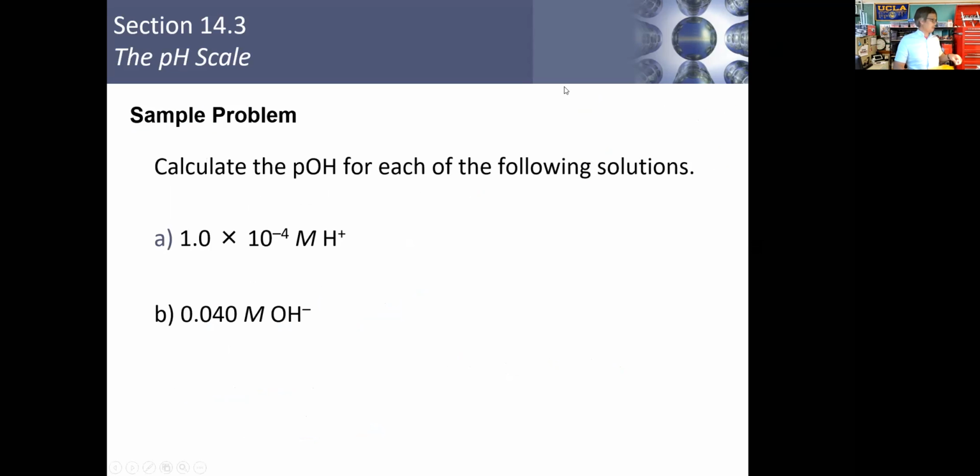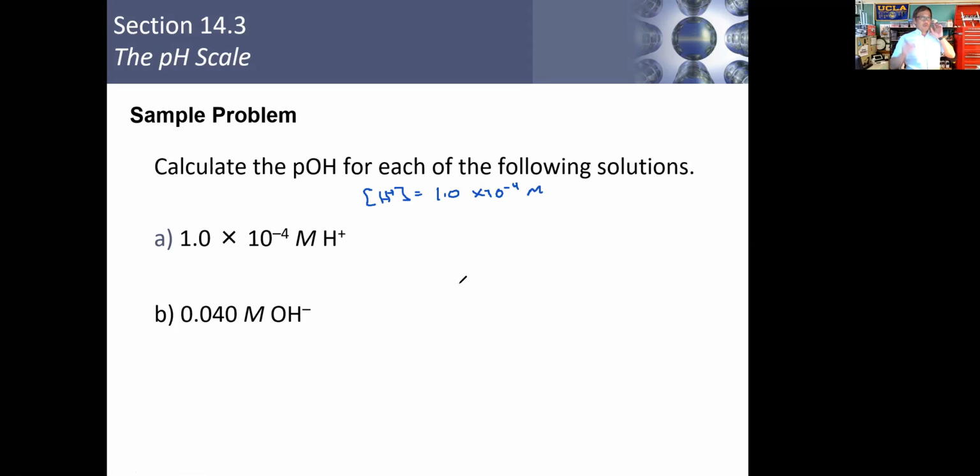Let's work out these two problems together. We're running a little low on time, so I'm going to work these out for you. We want to find the pOH of both of these solutions. In the very first one, we were given the hydrogen ion concentration of 1 times 10 to the minus 4 molar, and they want us to find the pOH.